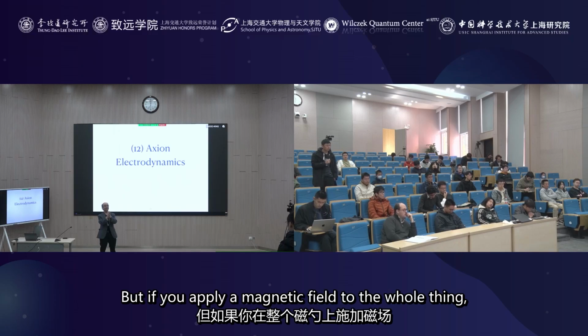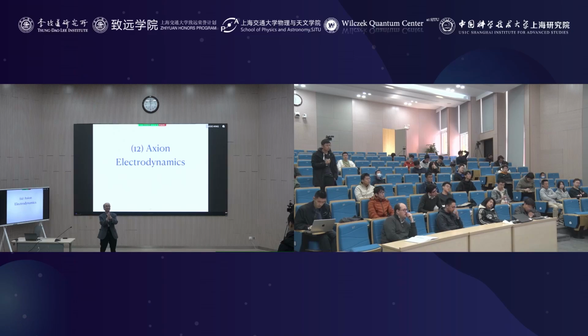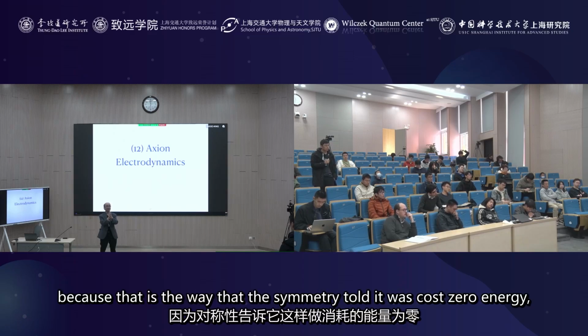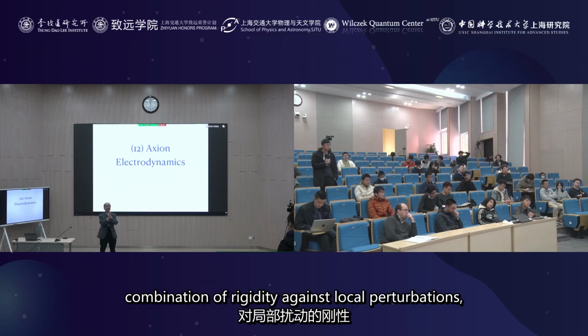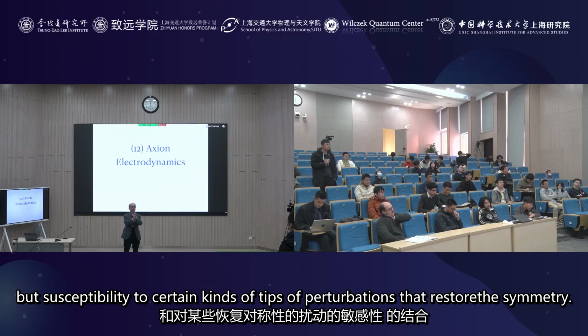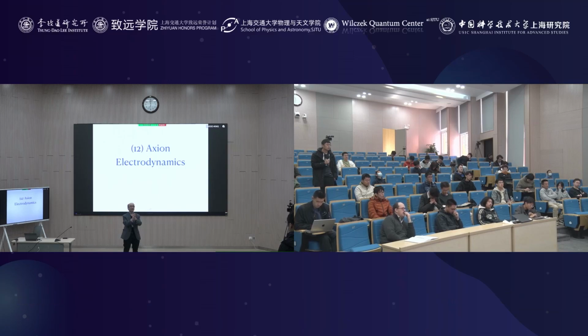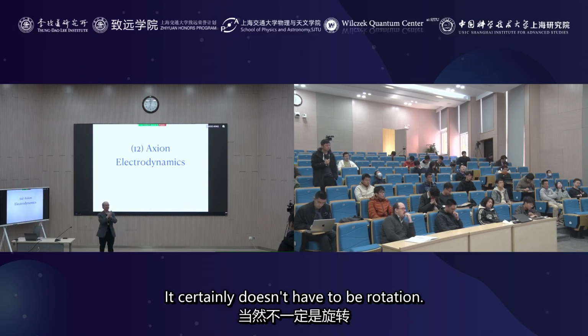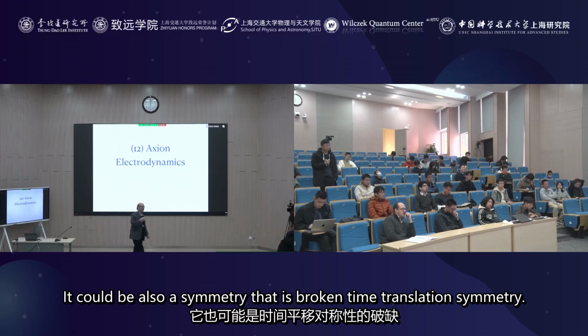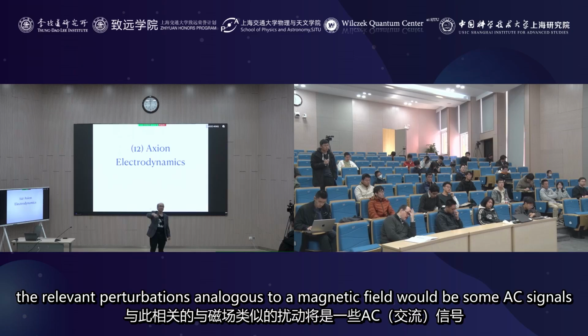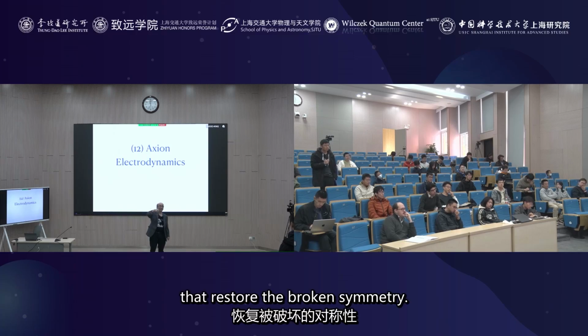But if you apply a magnetic field to the whole thing, the spoon will easily reorient itself, because that is the way the symmetry told it, at zero energy cost. So a combination of rigidity against local perturbations, but susceptibility to certain kinds of perturbations that restore the symmetry, to me is the essence of spontaneous symmetry breaking. And it doesn't have to be a continuous symmetry. It certainly doesn't have to be rotation. It could also be a broken time translation symmetry. In that case, the relevant perturbations analogous to a magnetic field would be some AC signals that restore the broken symmetry.